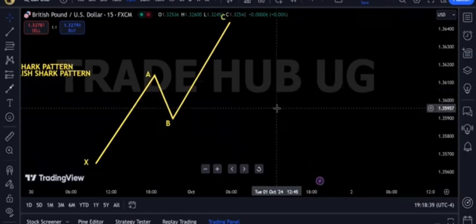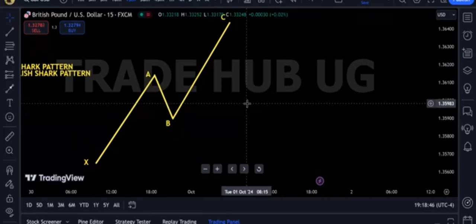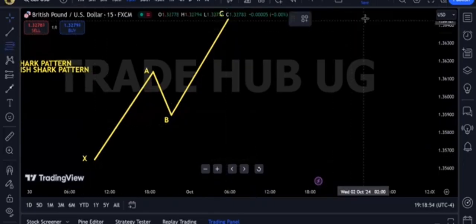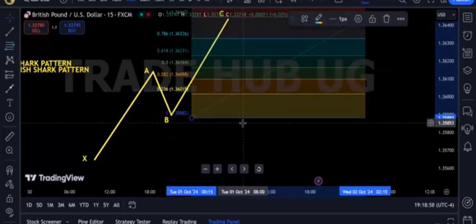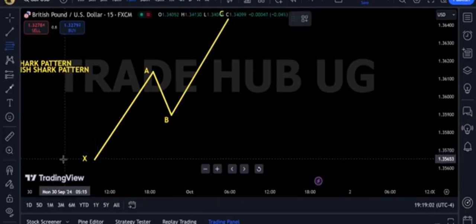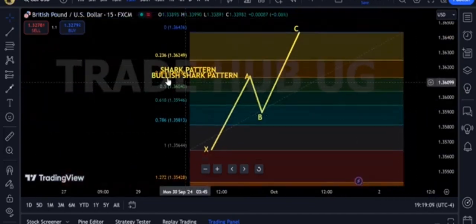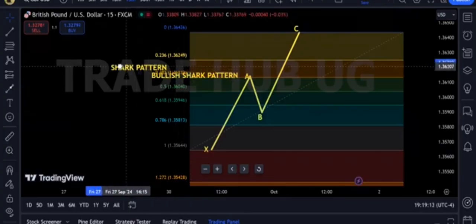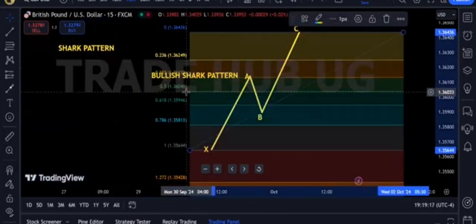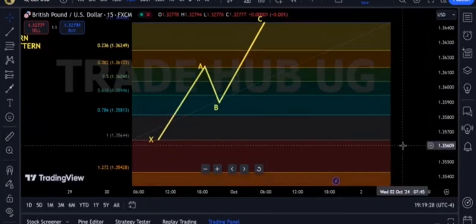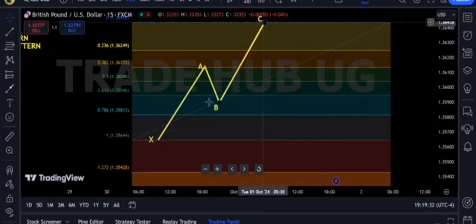So, to get D, we need 113. Okay? 1.13 of X to C, C to X. Okay? C to what? C to X. Sorry. We need 113 of C to X.